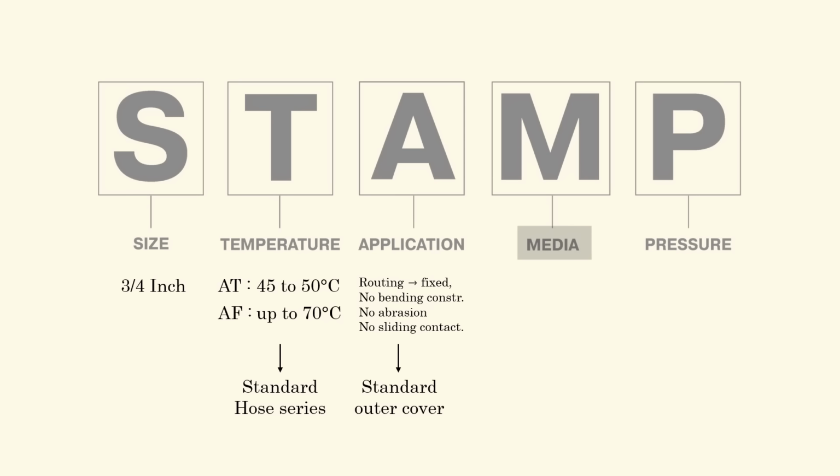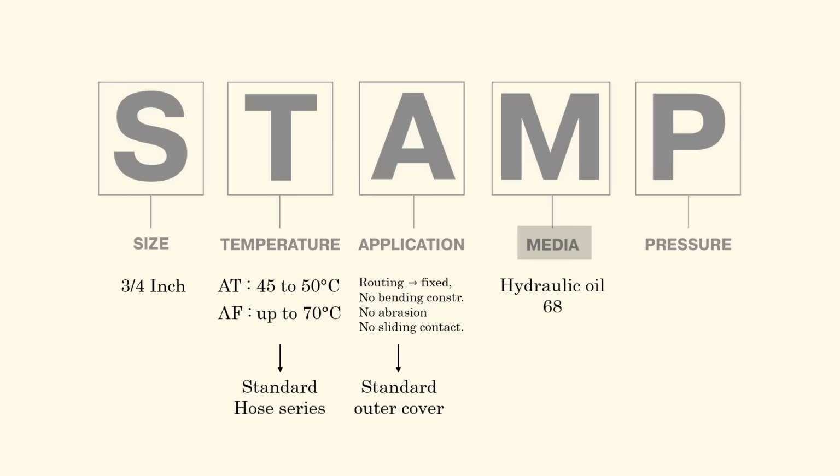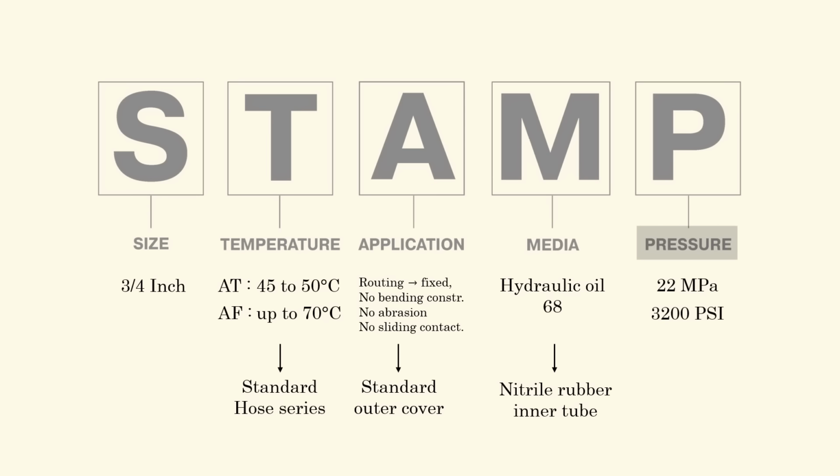Next is media. Media defines the inner tube material of the hose. Here the media is hydraulic oil 68, so a standard nitrile rubber inner tube is suitable. Next is pressure. We have already calculated the required pressure rating, 22 megapascal. Now we have almost all the required information.